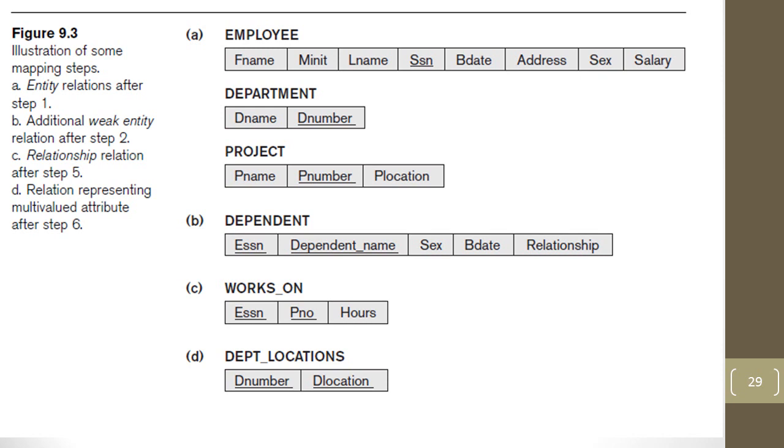So the works on is storing foreign keys to the social security number and the project number. So remember, it stores a foreign key to both tables that it's relating together. D shows multi-valued attribute. So we're taking the department locations. A department can be in multiple locations. We're making that into its own relation so that we can have those multiple entries.